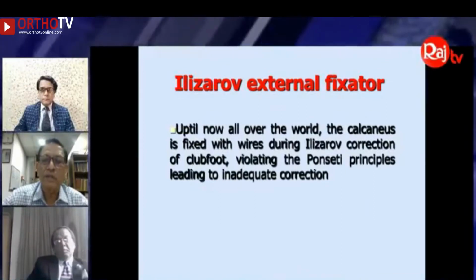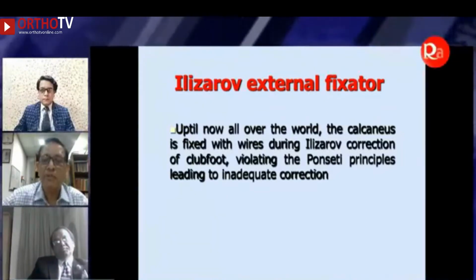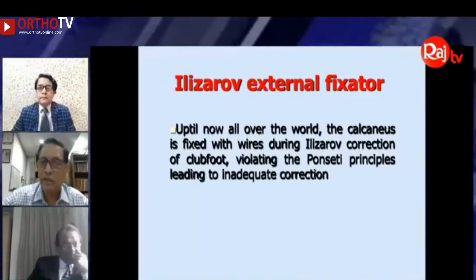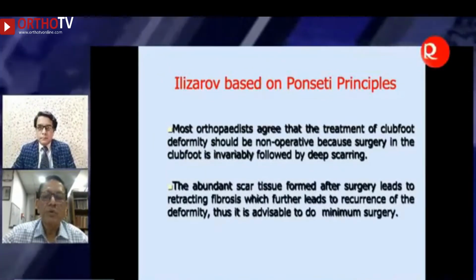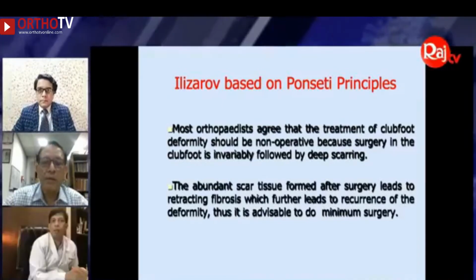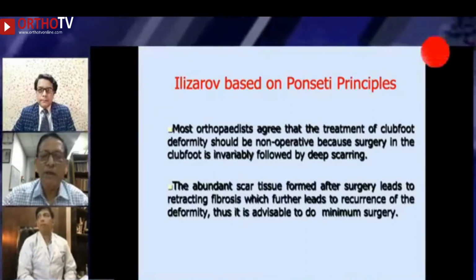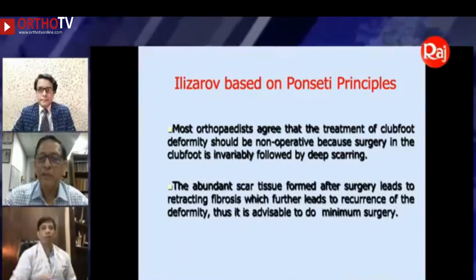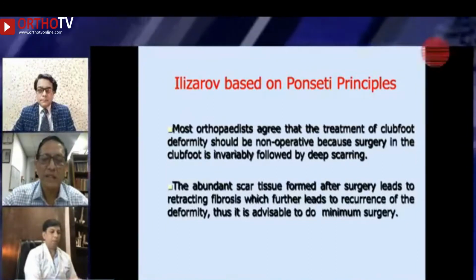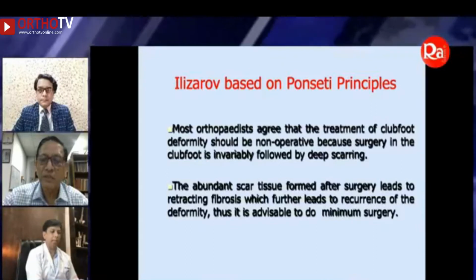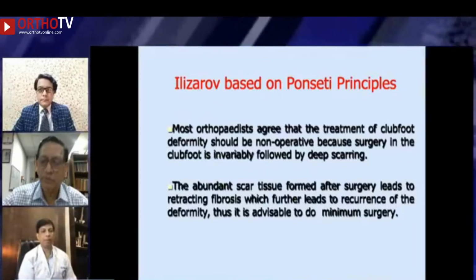Up till now, all over the world, the calcaneus is fixed with wires during the Ilizarov correction of clubfoot, violating the Ponseti principles, leading to inadequate correction. So we never initially give a wire to the calcaneus. Most orthopedists agree that the treatment of clubfoot deformity should be non-operative because surgery in clubfoot is invariably followed by deep scarring. The abundant scarred tissue formed after surgery leads to retracting fibrosis, which further leads to recurrence of the deformity. Thus, it is advisable to do the minimum surgery.